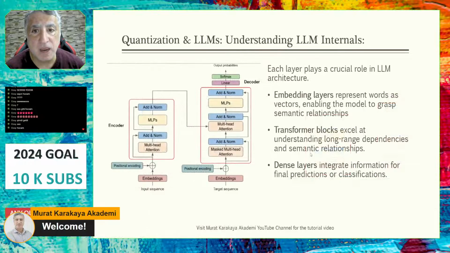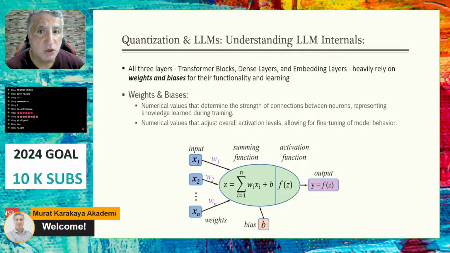But after all, all these layers and structures depend on some numbers. These numbers are known as weights and biases.